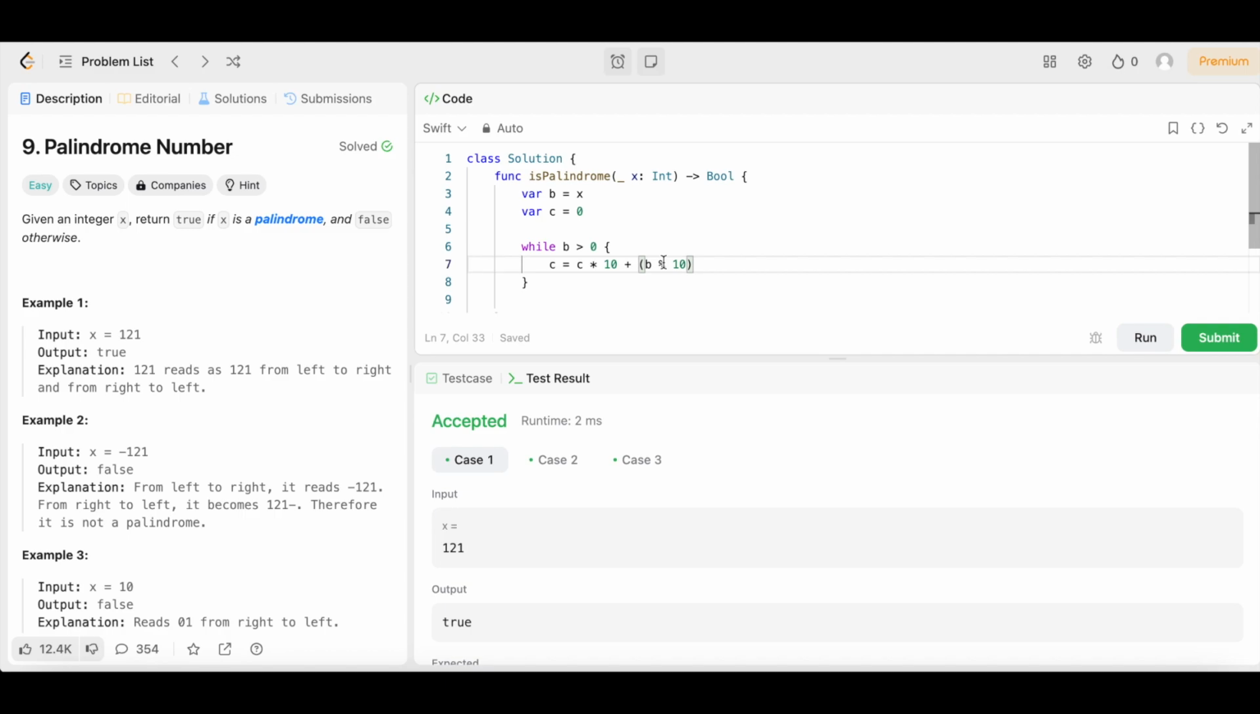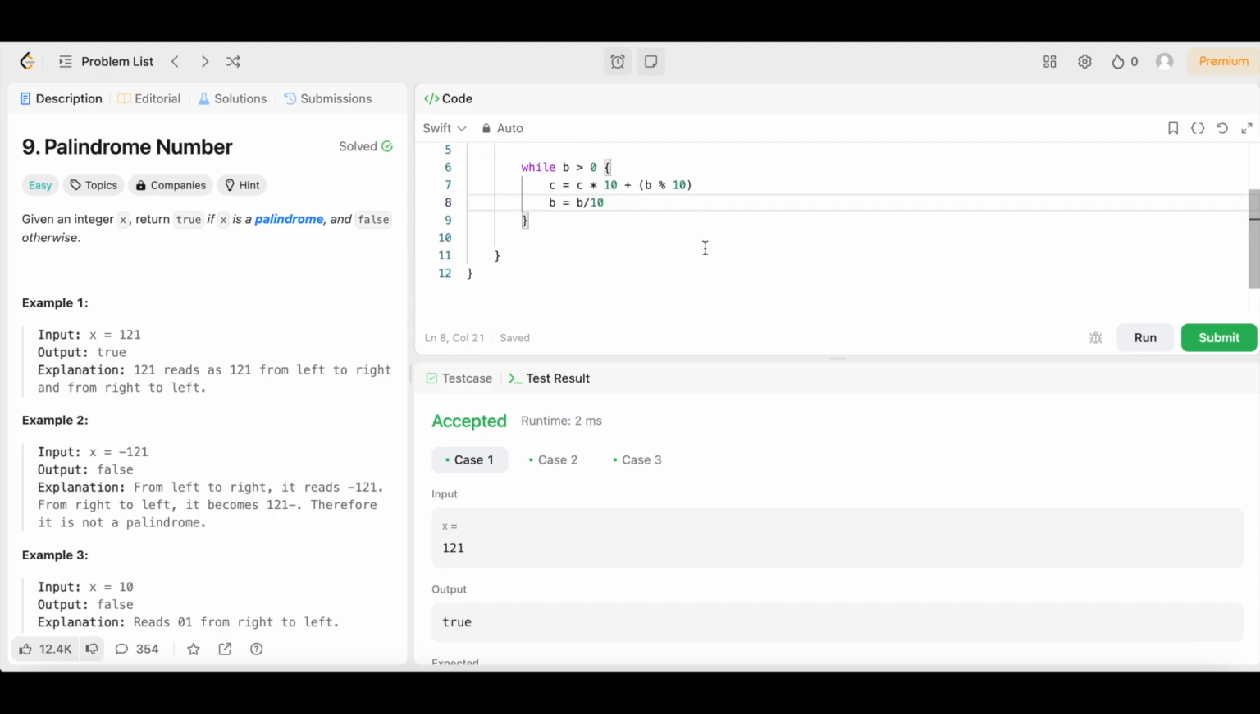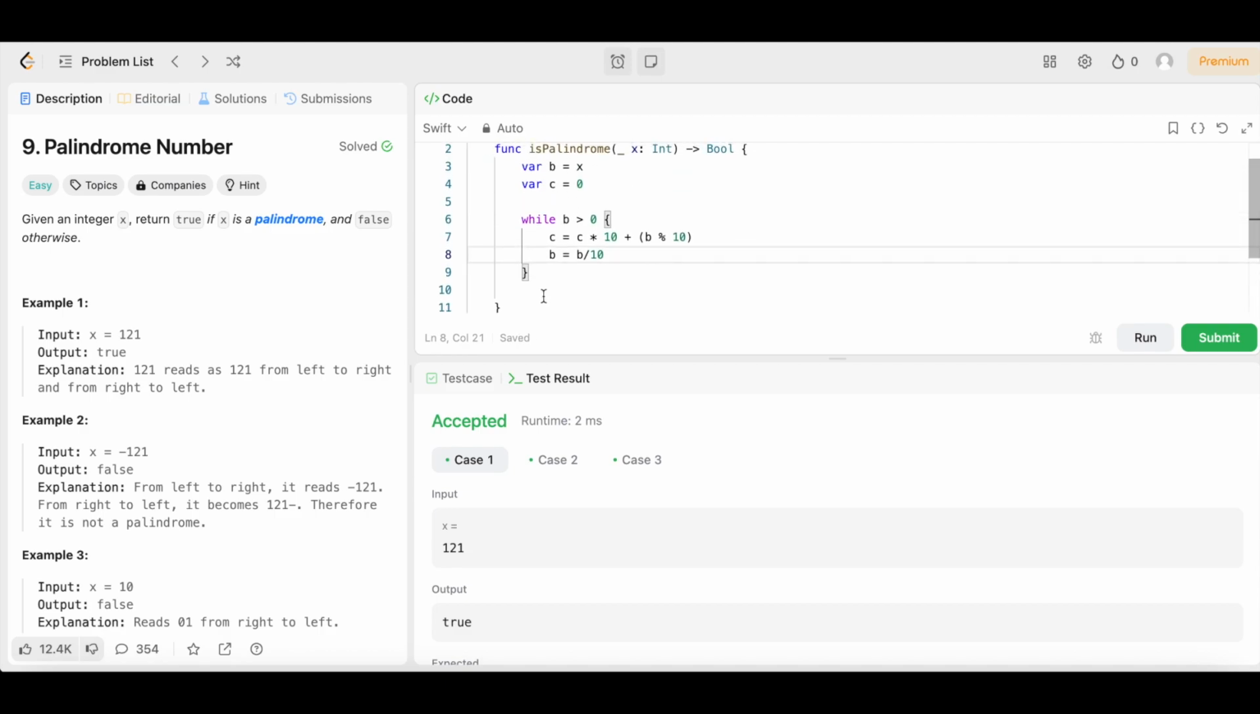So let's say b equals 45. 45 divided by 10 is going to give you 4 with the remainder of 5. This is going to return 5 because 5 is the remainder. So let's go down here, and this is going to be b is equal to b divided by 10, right? Then we're going to come down here, and we'll say x equals c.